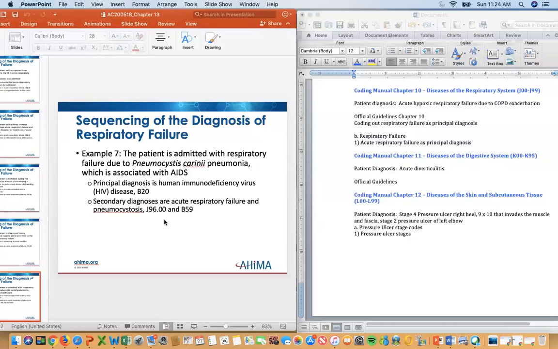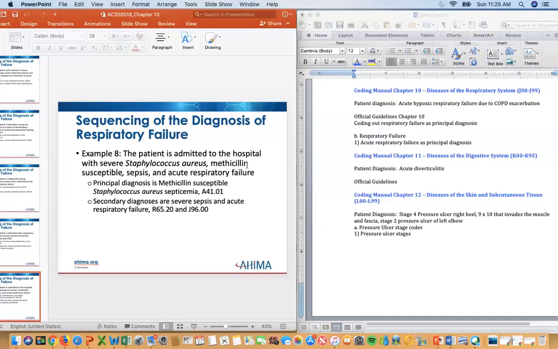Example 7, patient admitted with respiratory failure due to pneumocystis carinii pneumonia, which is associated with AIDS. Then you would go back into your HIV chapter, which was chapter 1 that we just reviewed, to determine how to sequence your HIV with respiratory, and also your respiratory section, chapter 10. It should identify that, or it will tell you to go back to your other condition.